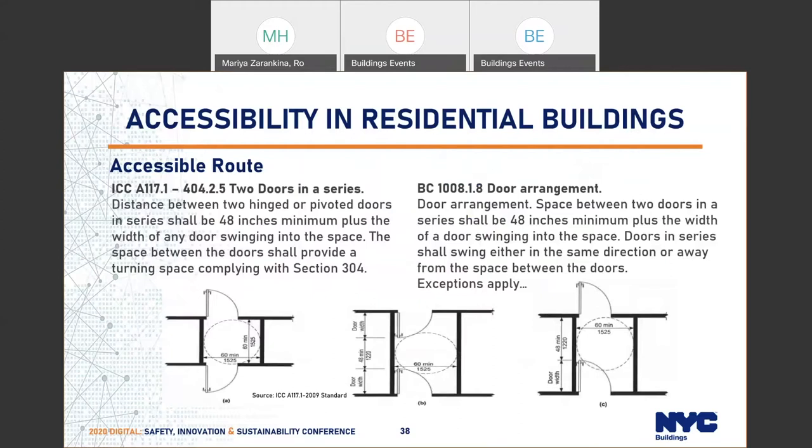Two doors in series are covered in ICC A117.1 section 404.2.5, but it's also covered in the building code, not in the accessibility chapter, but in the means of egress chapter 10, section 1008.1.8. If we compare the two requirements, they're pretty much very similar. The distance between two hinged or pivoted doors in series shall be 48 inches minimum, plus the width of the door swinging into the space, and the space between the doors shall also provide turning space.